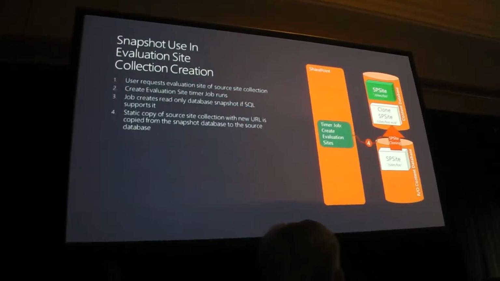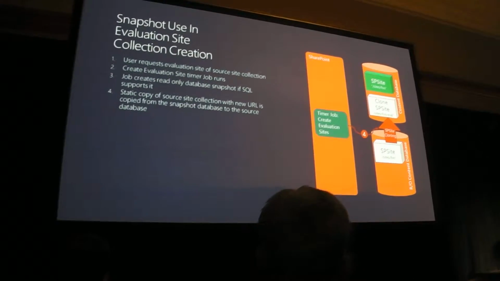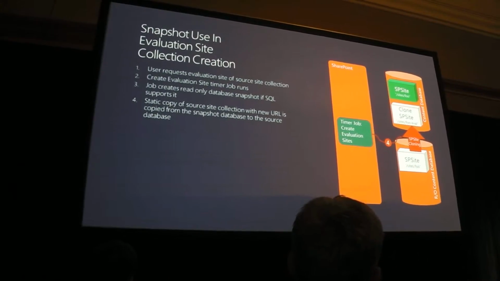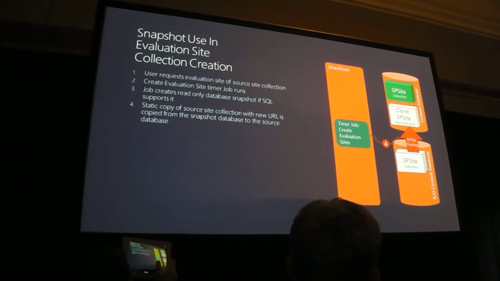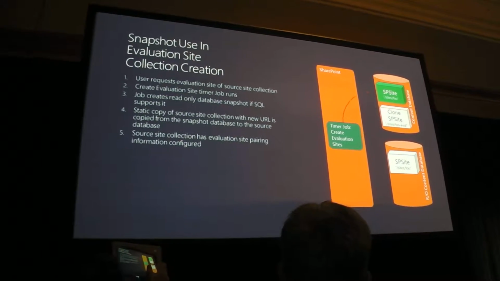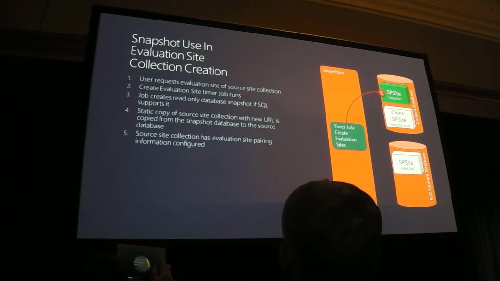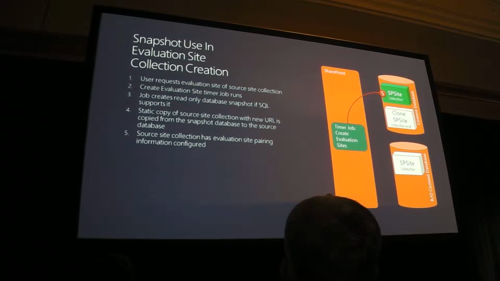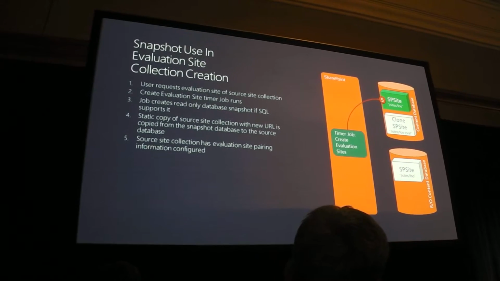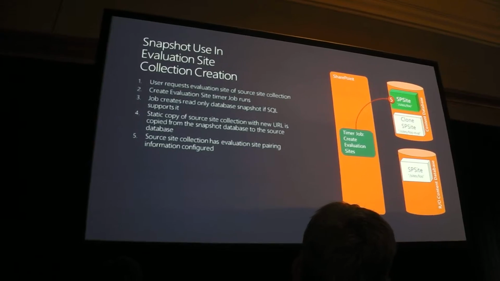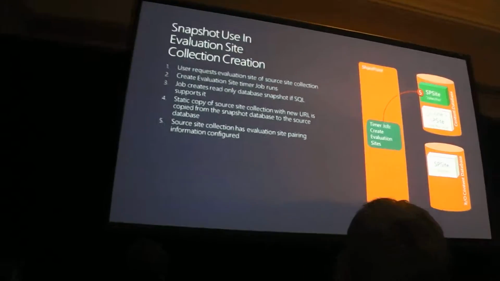Especially because, as you notice here, the default is it's creating the copy in the exact same databases where the source site collection came from. And if they had the same ID, they would clash. Okay. Now, the next step is making sure that the source site collection is aware that it has an evaluation partner. And the reason it does that is so that you don't keep requesting more evaluation sites.